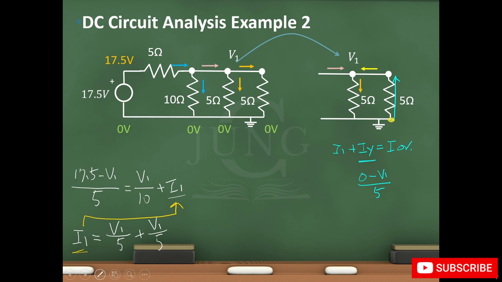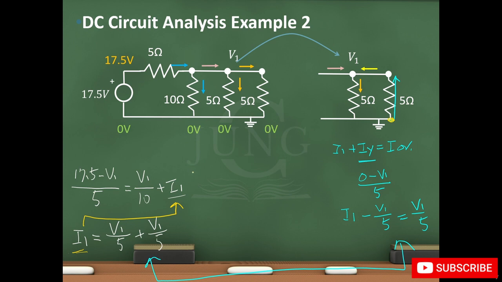So the final equation becomes I1 minus V1 divided by 5 equals V1 divided by 5. And as you can see, they give us the same equation. So it doesn't matter which directions you assume the currents flow, as long as when you apply the Ohm's law and the Kirchhoff current law, you're consistent with the directions you assumed.